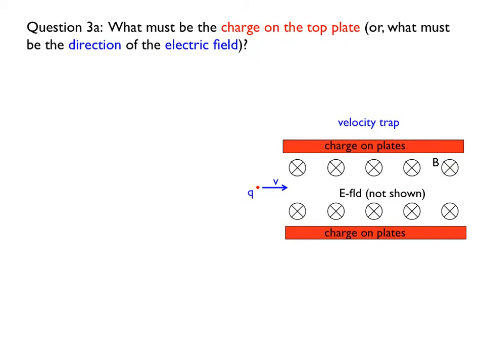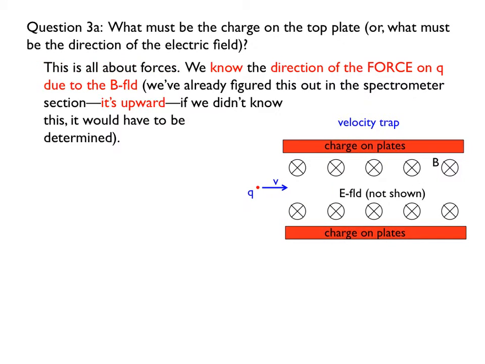Which brings us to the next question. In what direction does the electric field have to be in between the plates for this to work? Or what kind of charge do you need on the top plate? To determine that, you have to think about forces. We've already figured out from looking at the magnetic field's interaction with the charge in the spectroscope part that if it was just a magnetic field in this region, this charge would go up, which is to say the magnetic force would be upward.